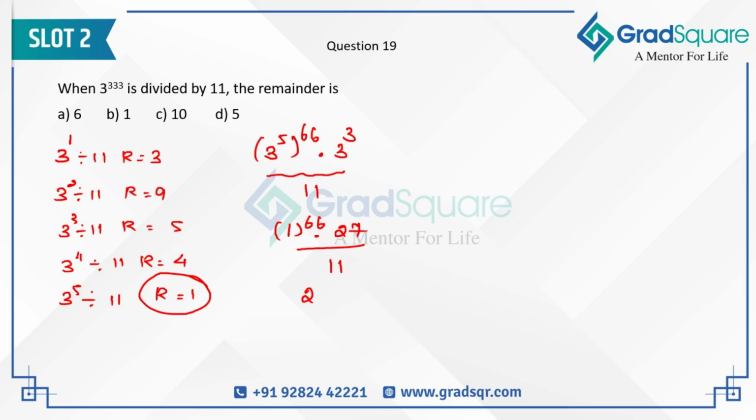So 1 to the power 66 is 1, and 1 into 27 is 27 by 11. When I divide 27 by 11, the remainder is going to be 5. So option D is the answer for this question.